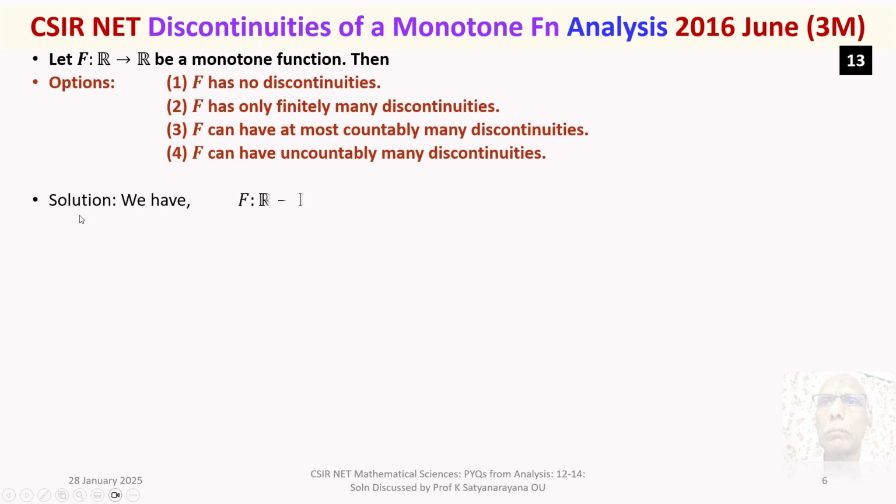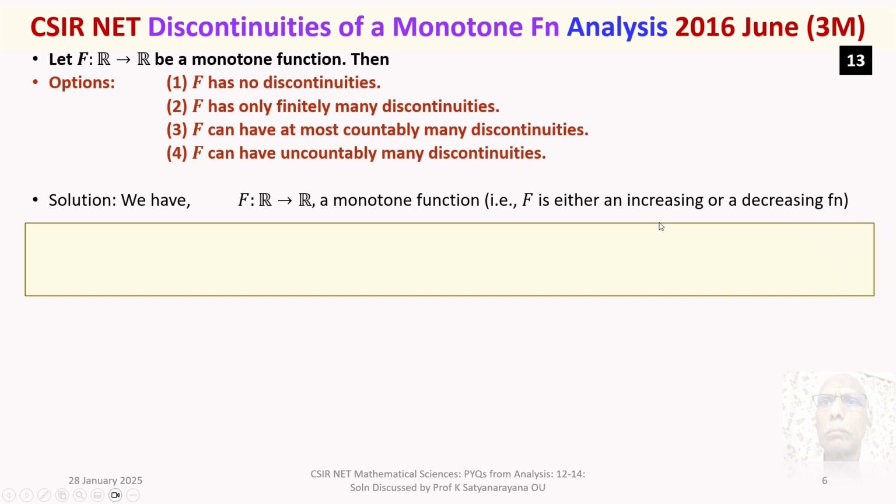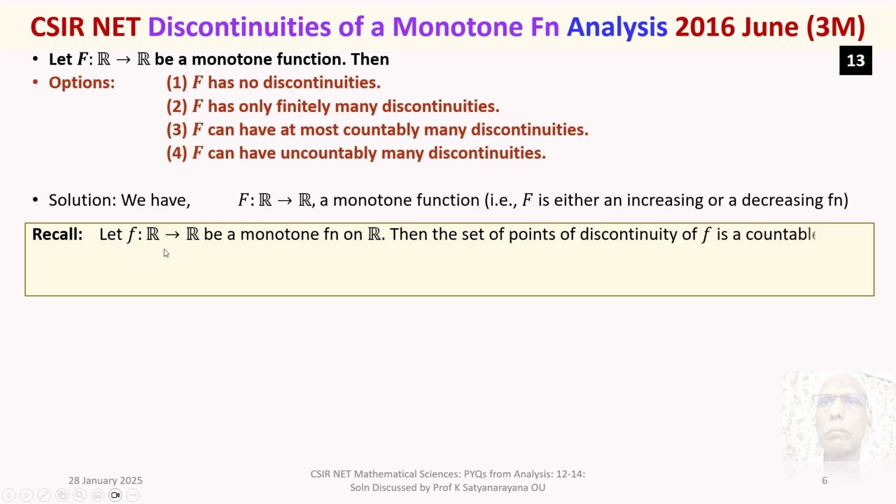Let's now discuss the solution of the problem in detail. We have f from R to R, a monotone function. By a monotone function, we mean it is either an increasing function or a decreasing function. Let us recall a result from analysis. Let f from R to R be a monotone function on R.